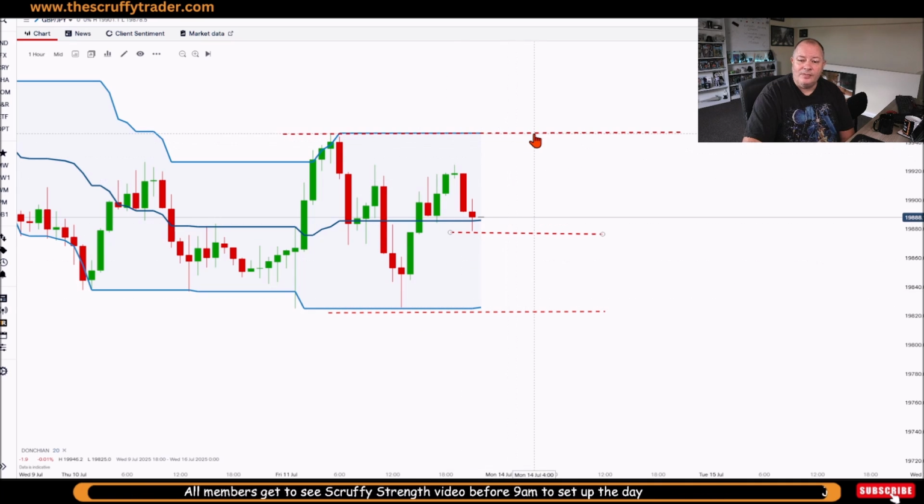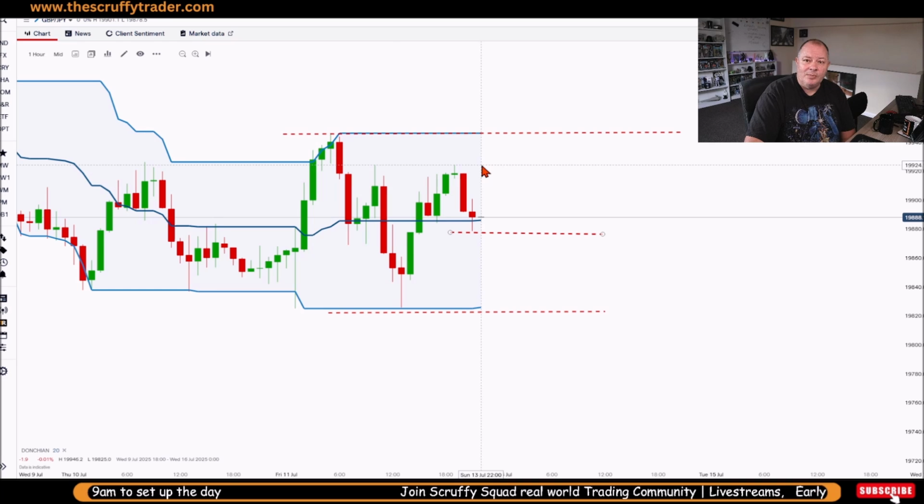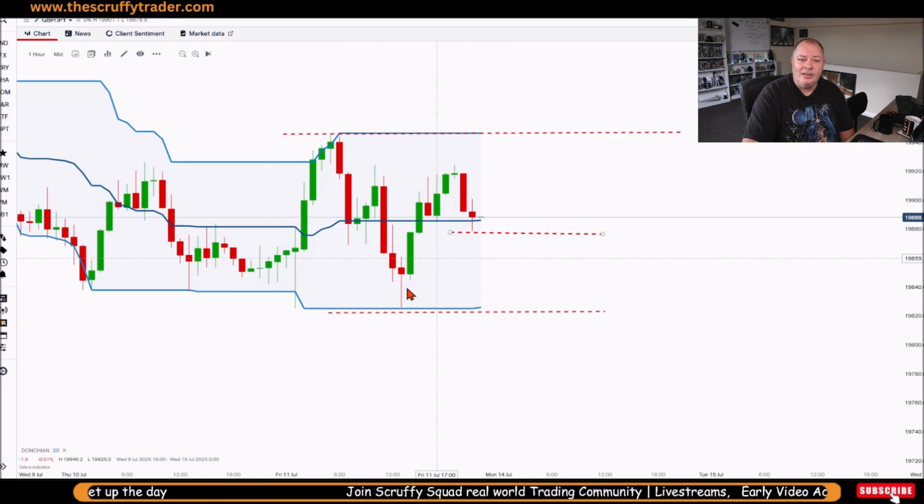Wider stop equals the wider target. Job's a good one. You can stage down into this area, so it gives you a definitive point where you can stage, and you can take your profits all the way up to there. Definitive way of looking at your targets. Very, very simple process. That's in 20 periods.